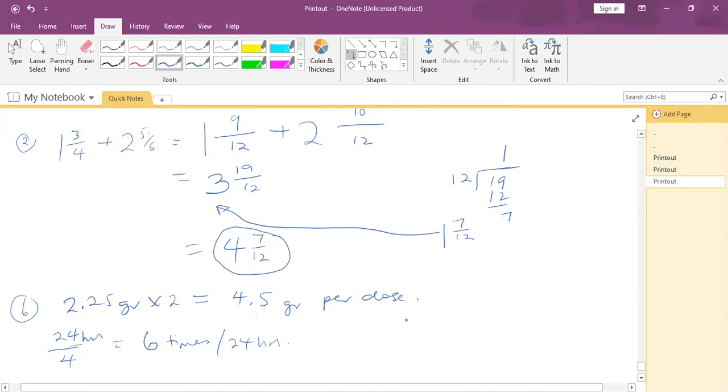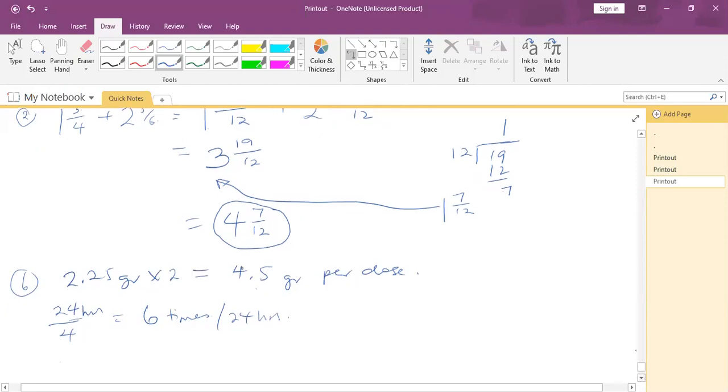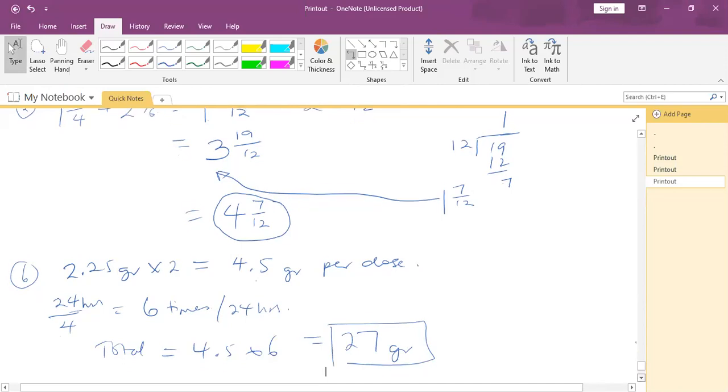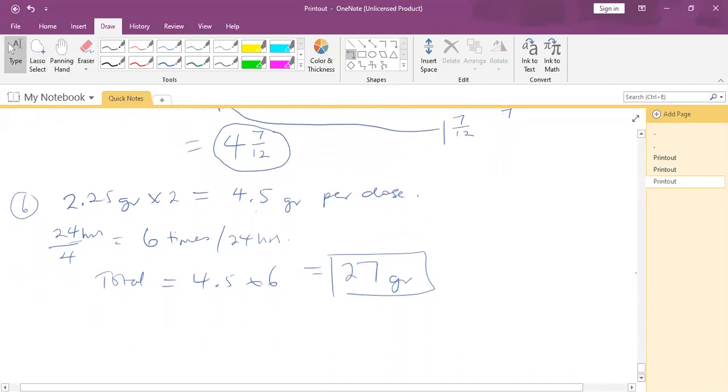So if you're giving this dose six times in a day, then you have to multiply. The total that you have to give will be 4.5 times six within 24 hours, and that will give you your 27 grains. So that's a typical nursing question, a medication problem.